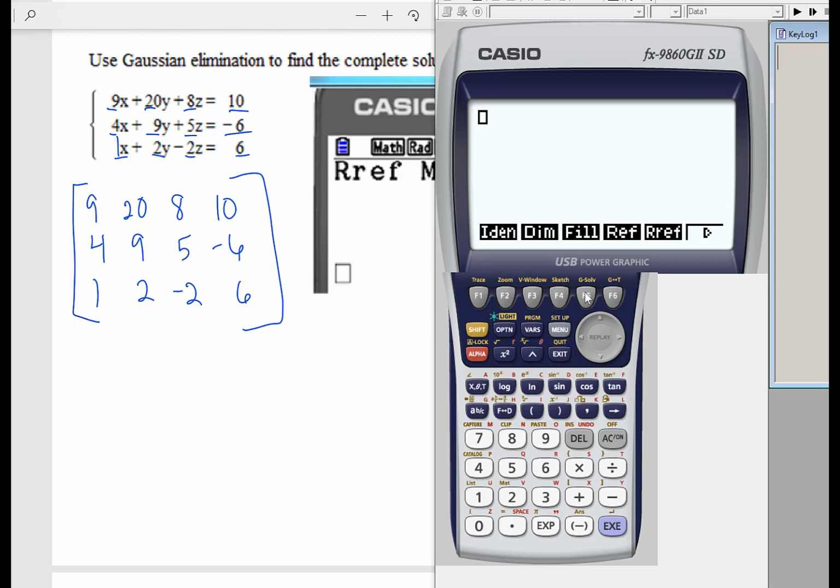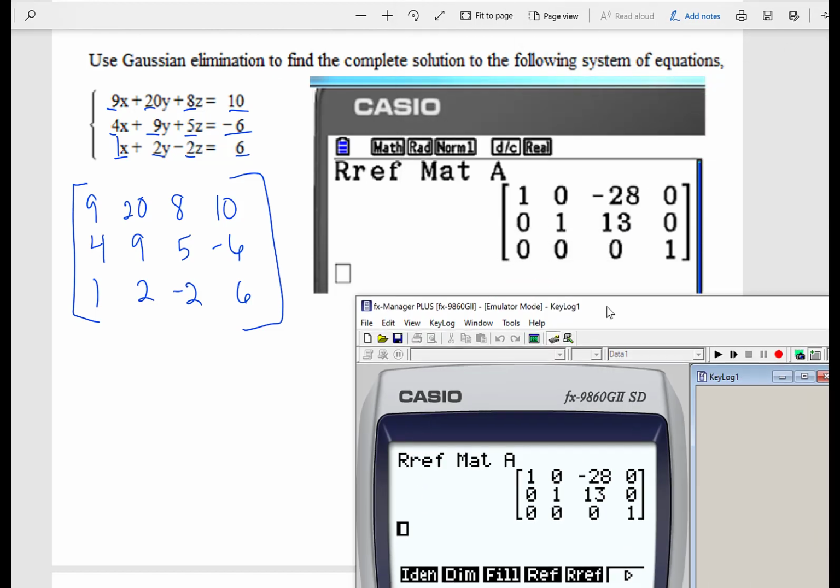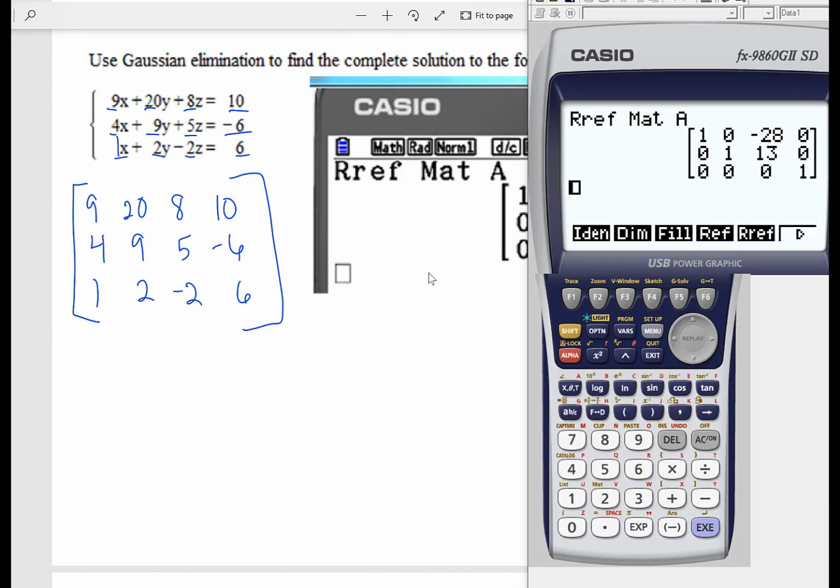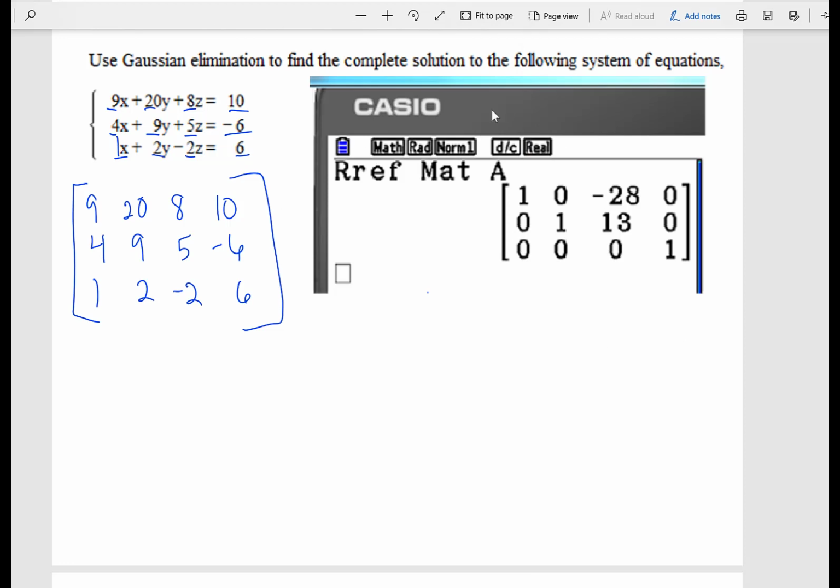Again, if you're trying to figure out how to get to ref, I would definitely check out the video for 9.1 because we go through that a lot slower. Okay, so this is what we get. Let's match it up with this. Okay, so this is what I got.